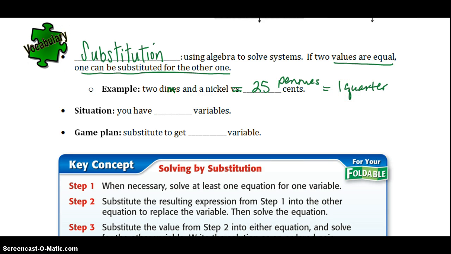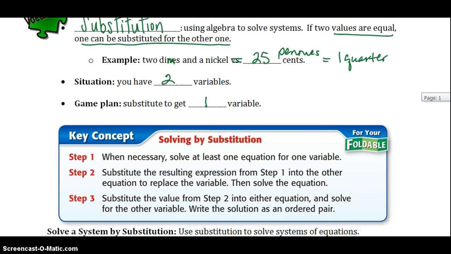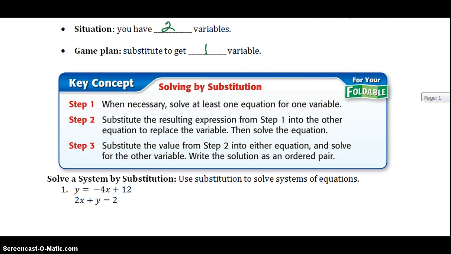So our situation is we have two variables. When we talk about a system of equations, we have an x and a y. So our game plan is to substitute in order to get only one variable. That's our goal, to have only one variable. So here's a little summary of solving by substitution. Step number 1, when necessary, you're going to solve at least one of the equations for one variable.